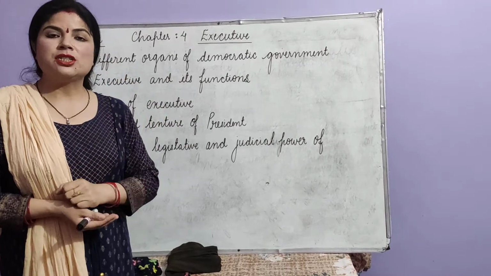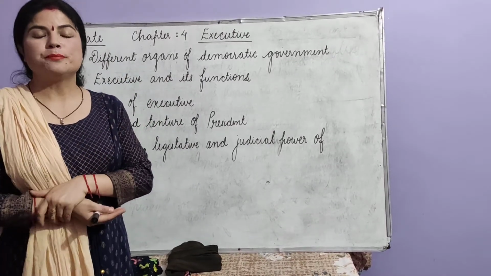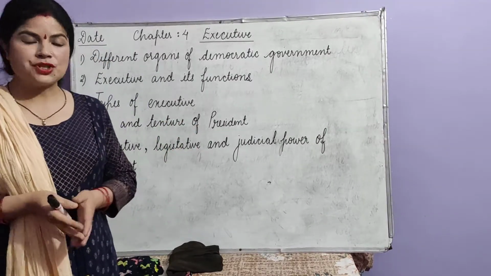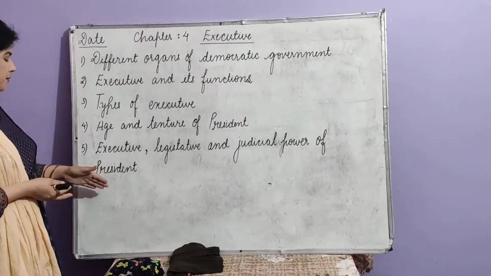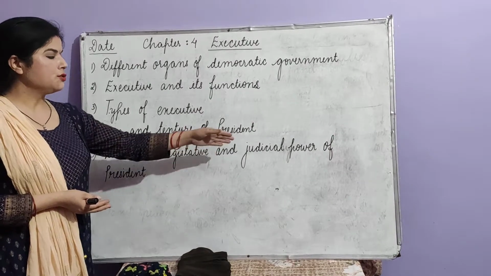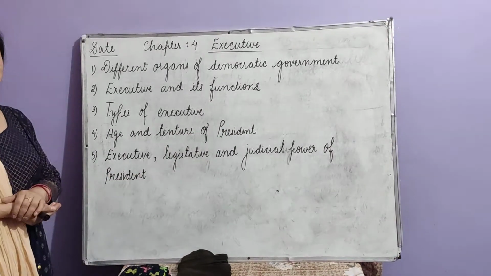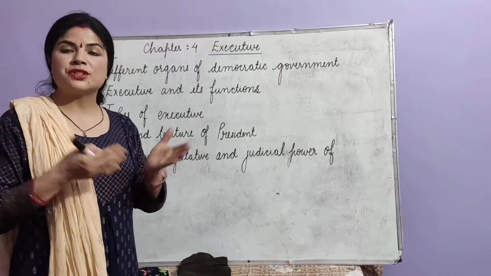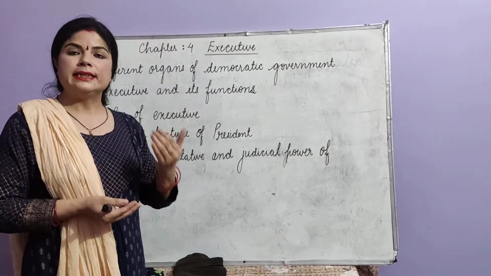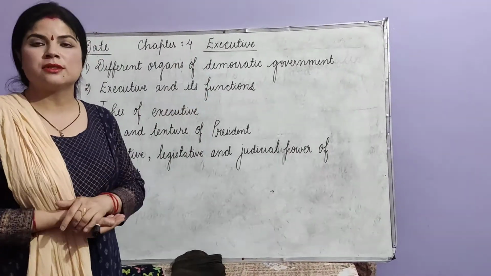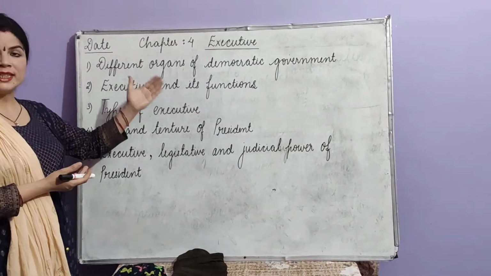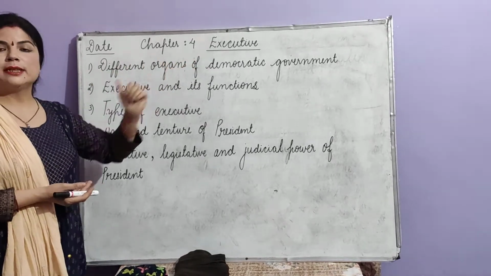What can be the age for standing in the election of a president? And finally, what can be the duration of a president, that position? And at last, we will come to know about the executive, legislative and judicial power of president. So students, these are the subtopics which we are going to cover in today's session. Rest of the topics we will discuss in the next session of the same chapter, executive. So here we begin with the first subtopic of today's chapter, different organs of democratic government.